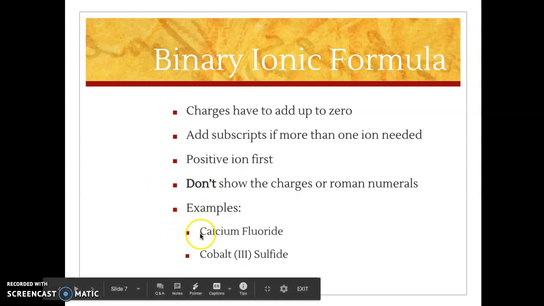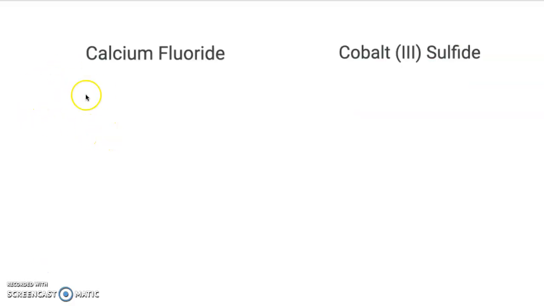Here are a couple of examples I want to work through before you try this out: calcium fluoride and cobalt-3 sulfide. I switched over to this Jamboard to work through these examples. The first one is calcium fluoride. The second one is cobalt, Roman numeral 3, sulfide.